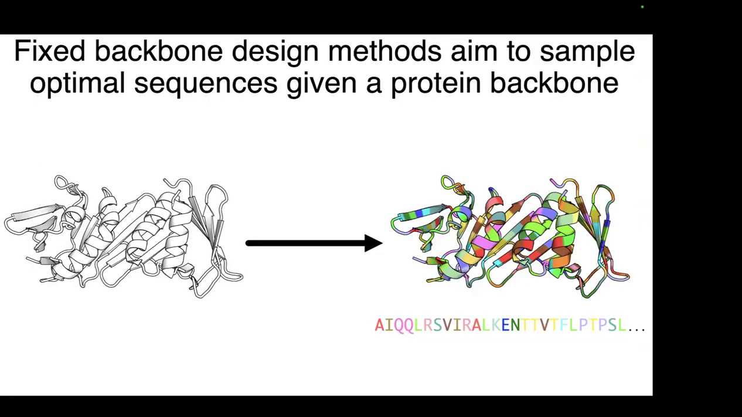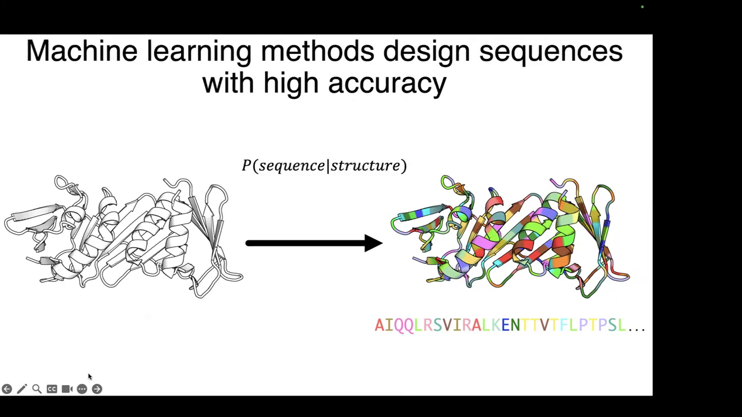So fixed backbone design as a challenge has been around for many years and has also been addressed by many different methods. These methods aim to sample a set of optimal sequences for a given input backbone. Both by physics-based modeling and machine learning-based methods, it was possible to design sequences and obtain the fixed backbone fold type for various applications. With machine learning methods in specific, they learn to approximate the probability of sequence given structure, and there are impressively good results out there.